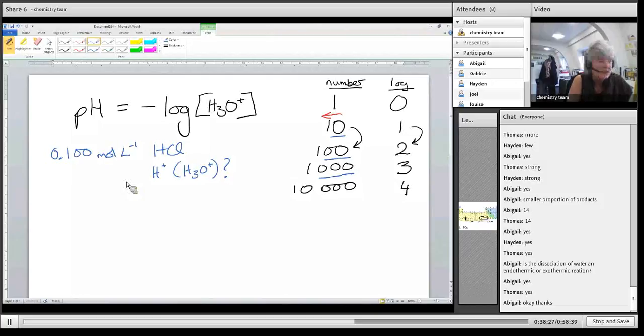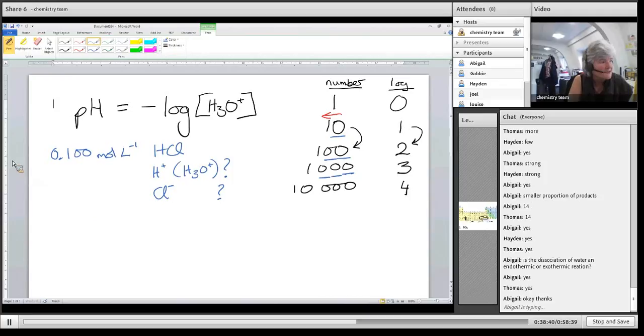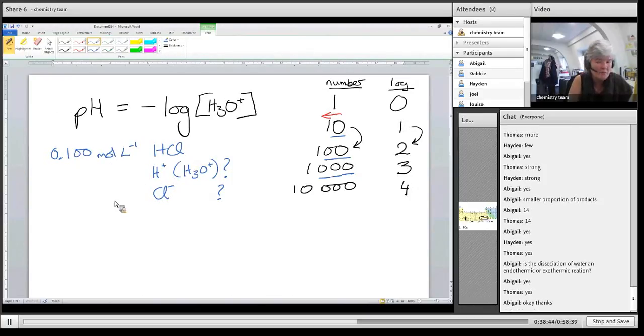So Abigail is typing. Stop typing. And we can also say how much chloride ion have I got. So if I had 0.1, remember the HCl breaks up completely into H plus ions and chloride ions. So how much have I got of each ion? Nobody want to have a go?